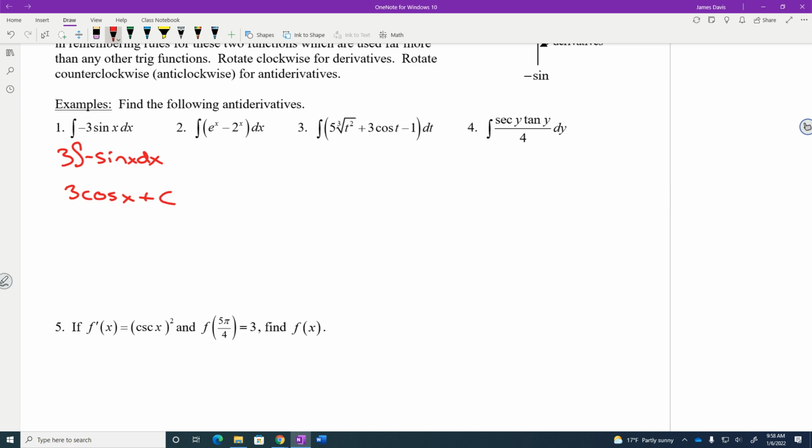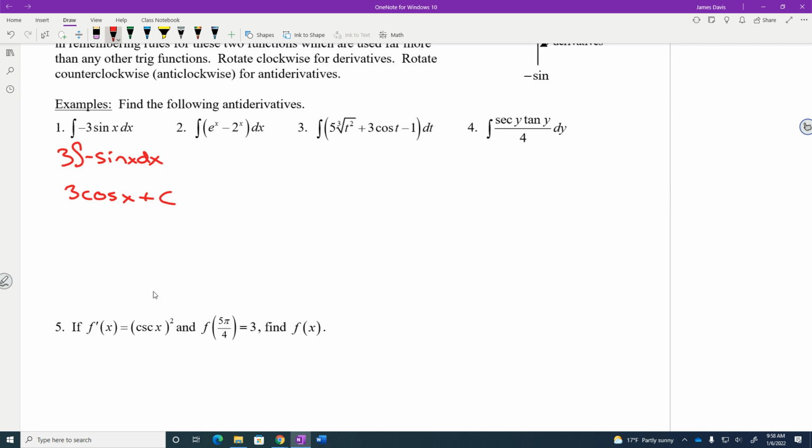That's it. And then it's a good idea to just kind of run it in your head backwards. Take the derivative of this, just think in your head, derivative of cosine is minus sine, so minus 3 sine, that works. All right, so that's the first one. Number 2 here.